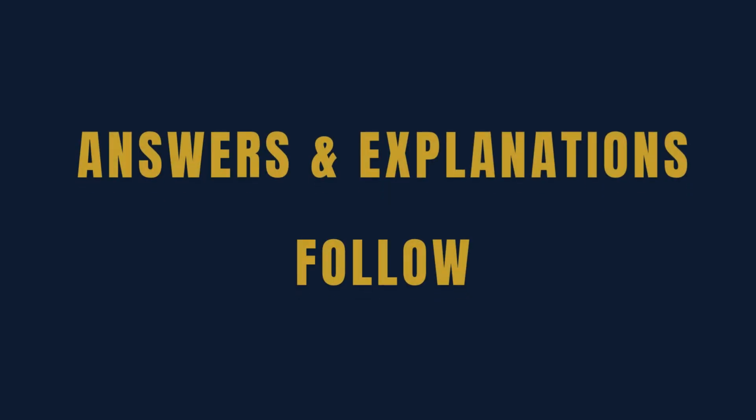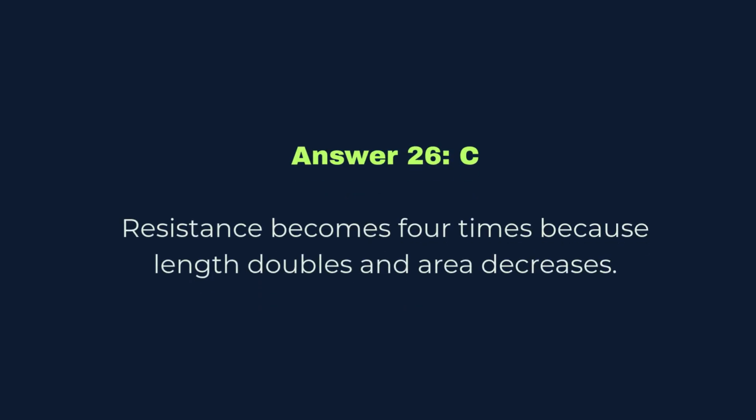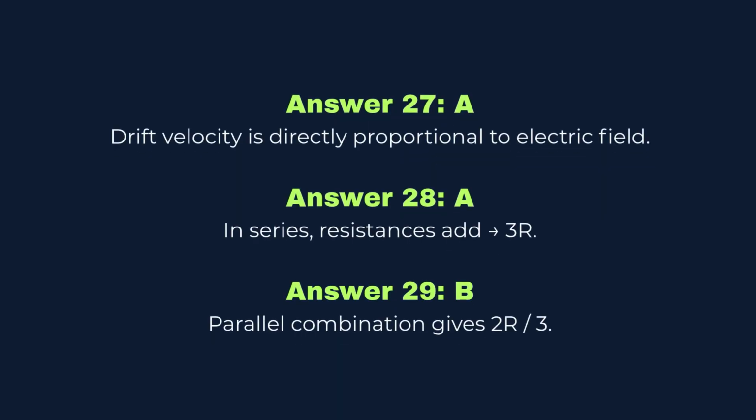Answers and explanation follows. Answer 26. C. Resistance becomes 4 times because length doubles and area decreases. Answer 27. A. Drift velocity is directly proportional to electric field. Answer 28. A. In series, resistances add up to 3R. Answer 29. B. Parallel combination gives 2R by 3.